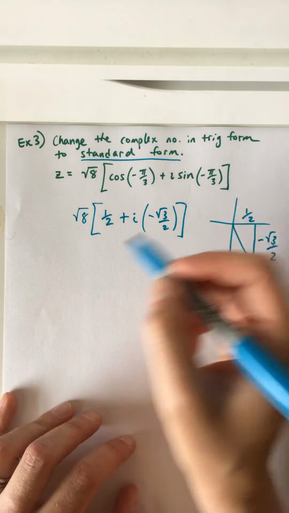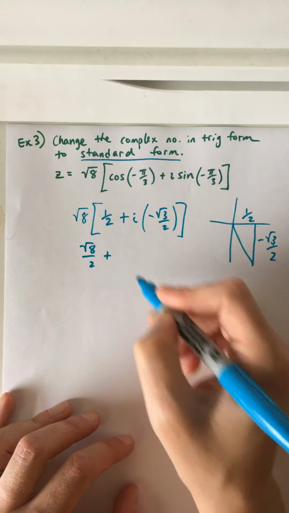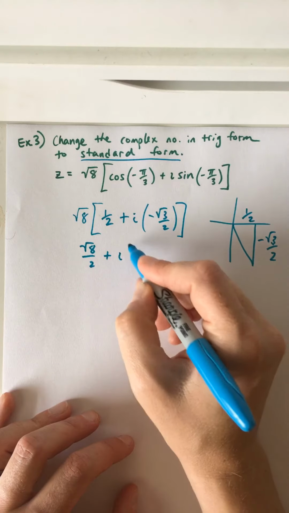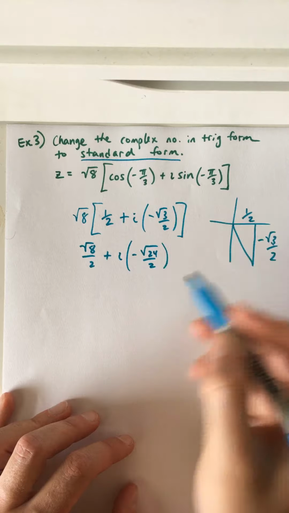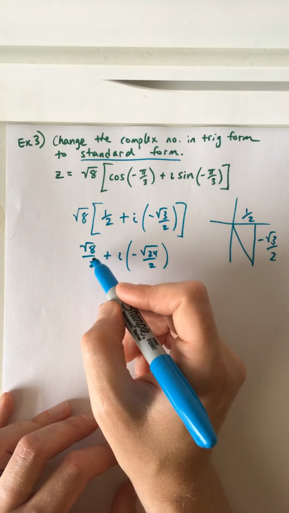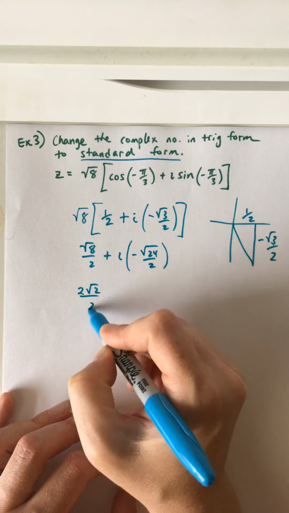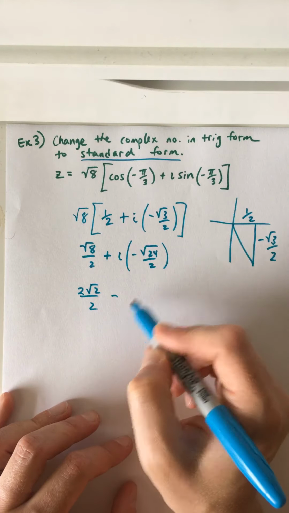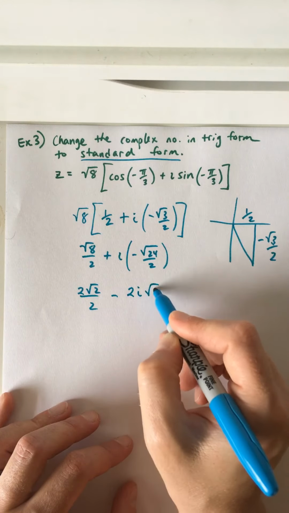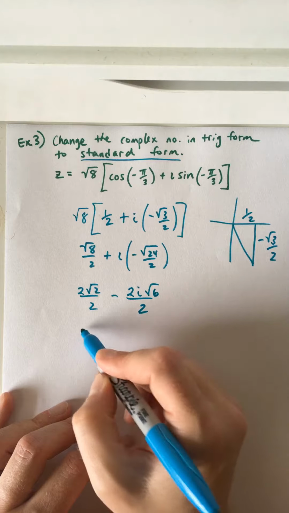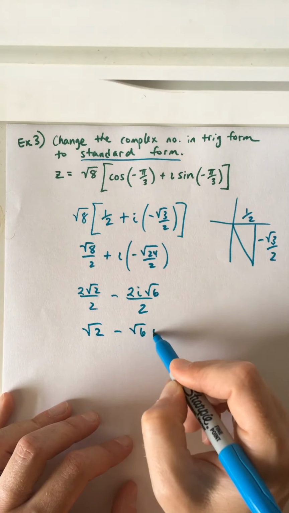And then we can clean all this up a little bit. If we distribute that square root of 8, we have the square root of 8 over 2 plus i times negative, that would be square root 24 over 2. Square root of 8 we can think about as 4 times 2, and square root of 4 is 2, so we have 2 root 2 over 2 minus the square root of 4 again is 2, and we have an i, and we have a square root of 6 left over 2. And finally, we have root 2 minus root 6 i.